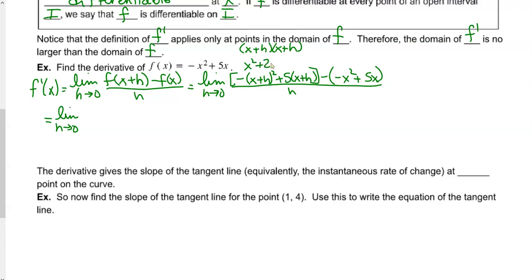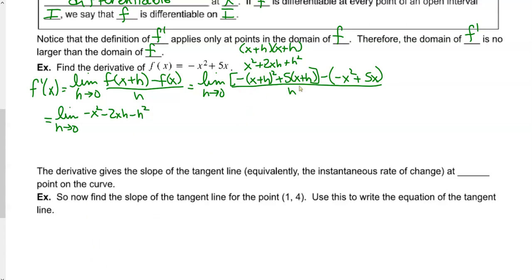So I'm going to get a 2xh, and then plus the last term gives me an h squared. Now, I write that above there because look at what's out front. Out front, I have a negative that I must now distribute through. So this is going to be a minus x squared minus 2xh minus an h squared. That's just this piece right here.